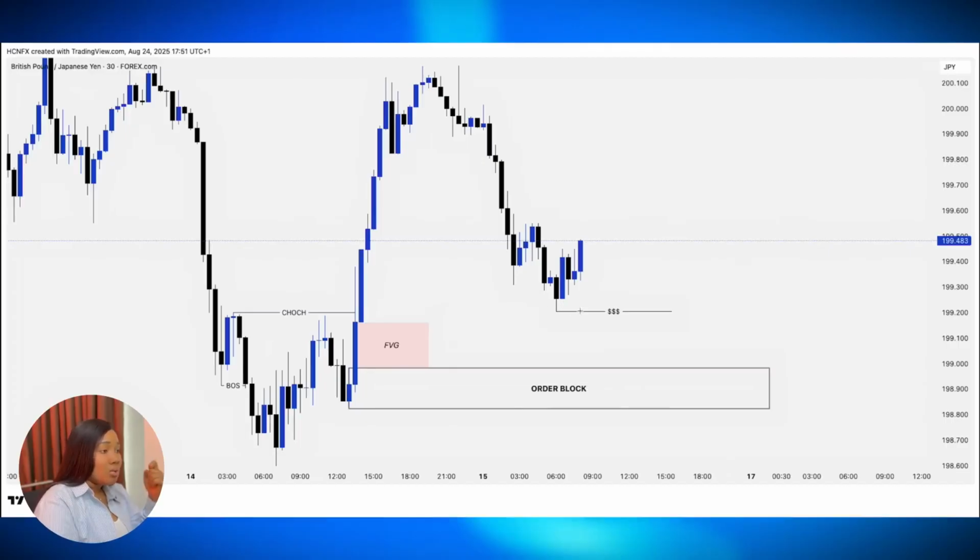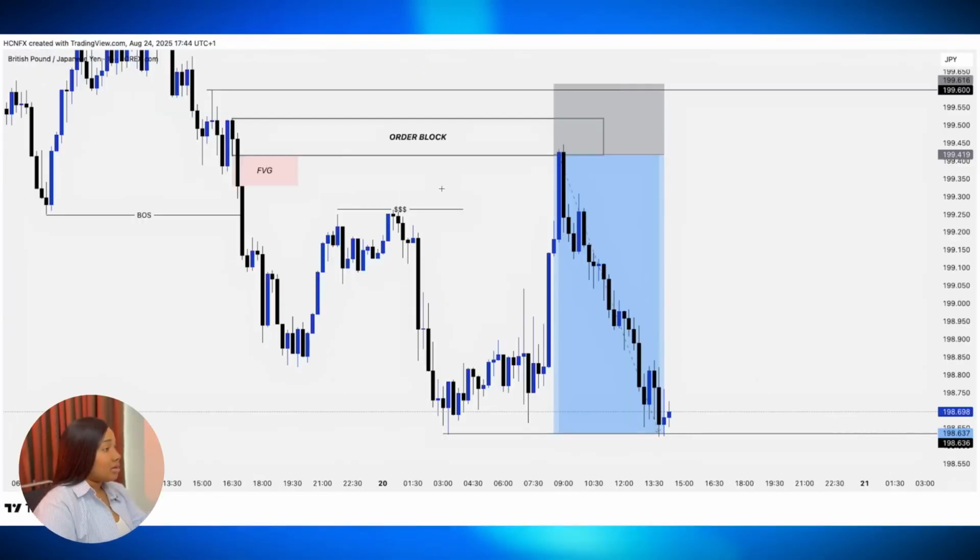And then liquidity must be present. If there is no liquidity, you are likely going to be the liquidity. So make sure there is liquidity, price will clear before tapping into your order block. Let me show you guys some smart entries I was able to catch using order block entry models.